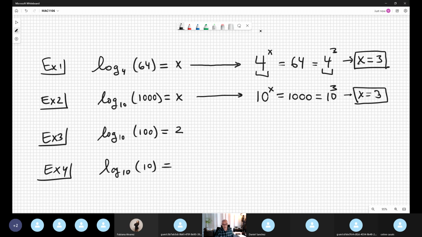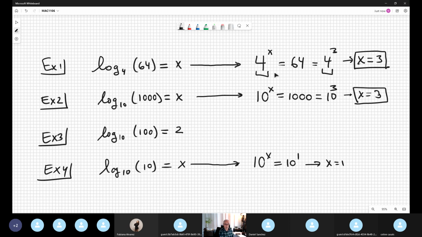Don't worry. You relax. You put x. When you don't know something, you put x, and you convert to exponential. The base is 10. Be careful with the 10 because we have two 10s, but the smaller one at the bottom is the base. The exponent, no idea, equals 10. It's obvious that x is 1. Yes or no?